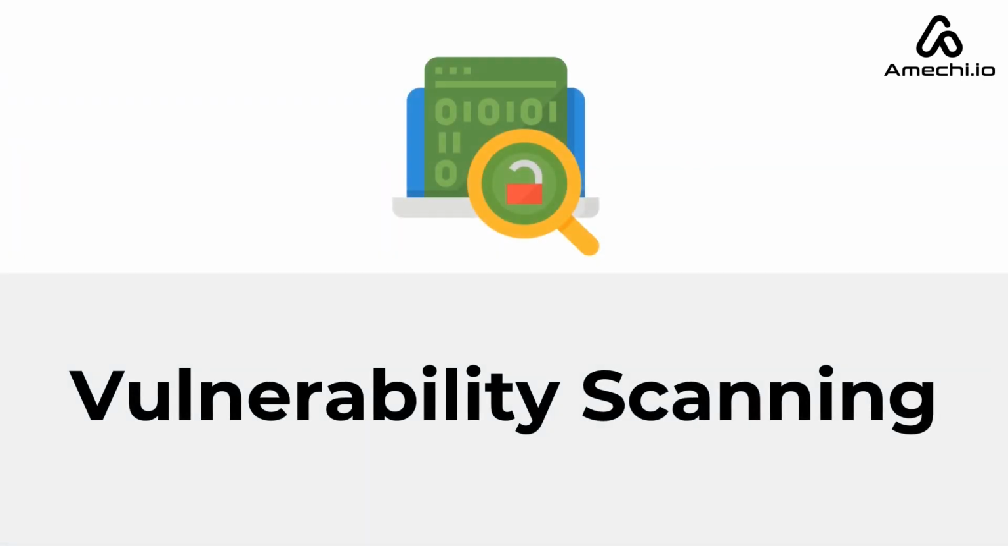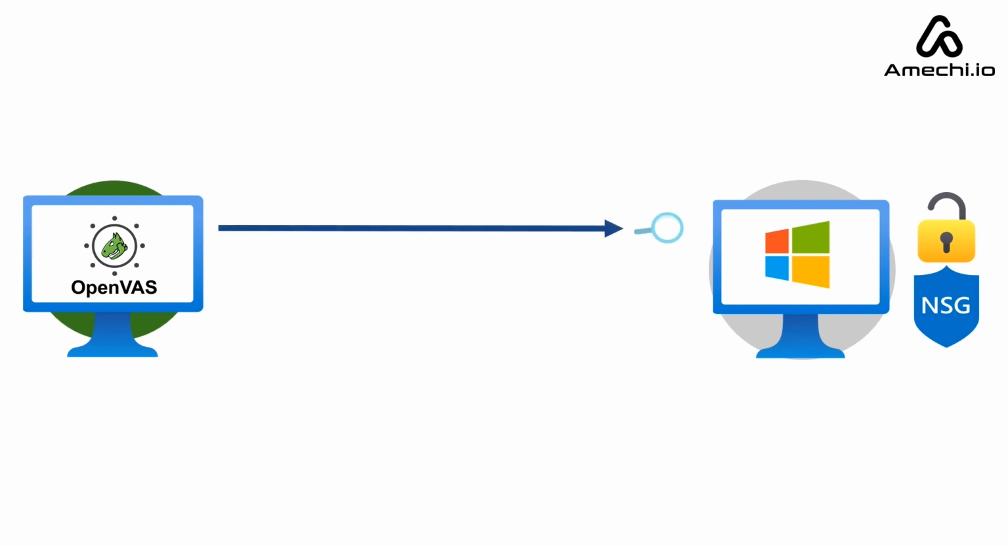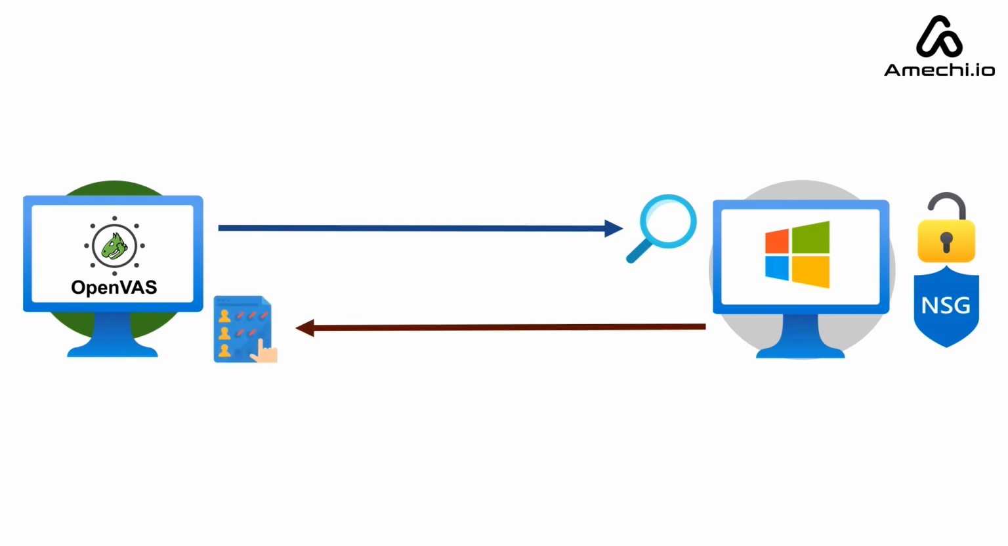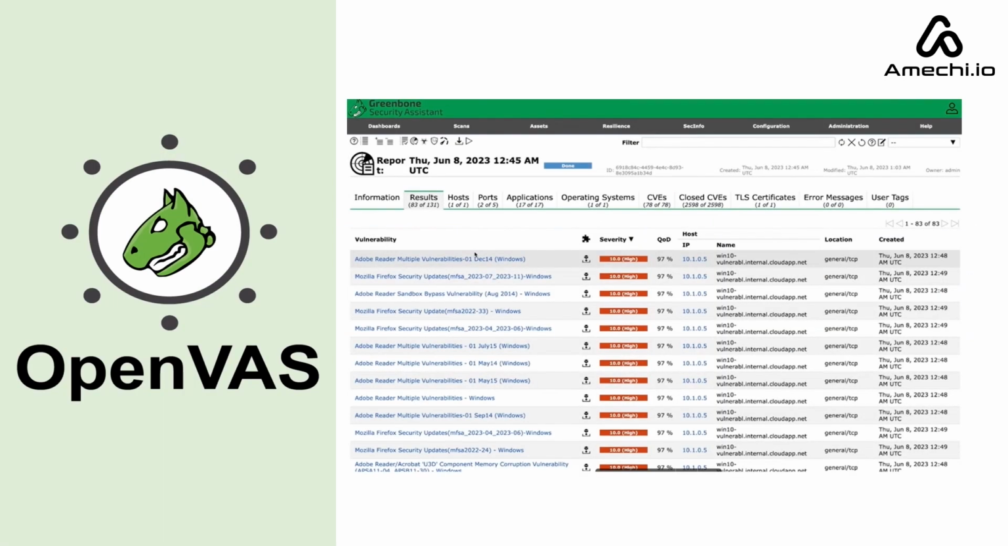But I'm not done yet. I'll also use my vulnerability scanner to perform both uncredentialed and credentialed scans to discover common vulnerabilities and exposures. The Greenbone Open Vulnerability Assessment System will identify any issues. I'll remedy those weaknesses as well.